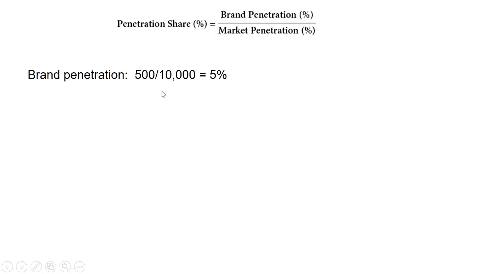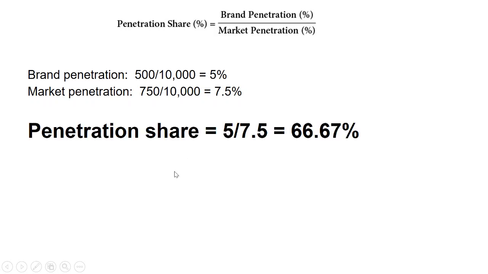Okay, so calculated before, brand penetration is 5%, market penetration is 7.5%, so penetration share becomes 5 divided by 7.5 equals 66.67%. A question you may be asking is, if you convert 5% to a fraction, it should be 0.05, and 7.5% should be 0.075. You're absolutely correct, but as long as you convert both in the same direction, you can do it either way. So I could easily have put 0.05 divided by 0.075 and arrived at the exact same number.